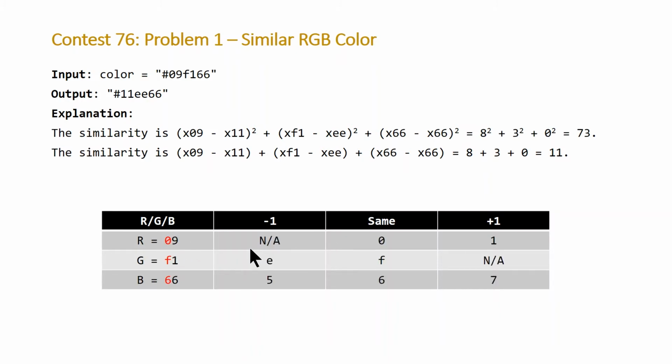So this one's going to be not applicable. So the same is just looking at 0 twice, and then one more is looking at 1 twice. For F, the one before it is E, the same one is F, and 1 greater than it doesn't exist. And for 6, we have 5, 6, and 7.